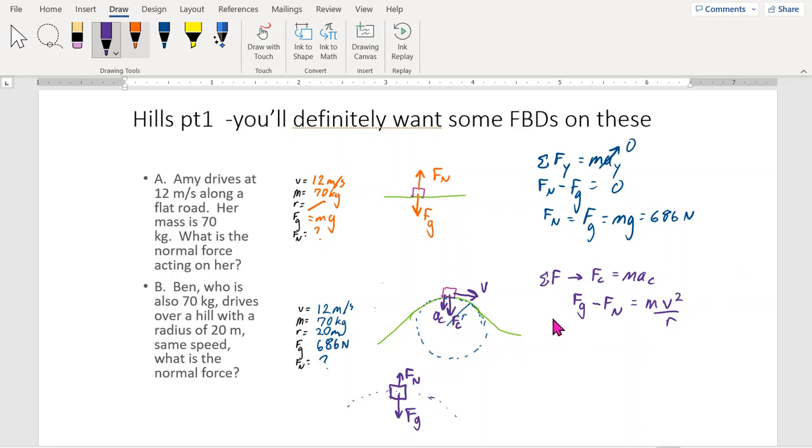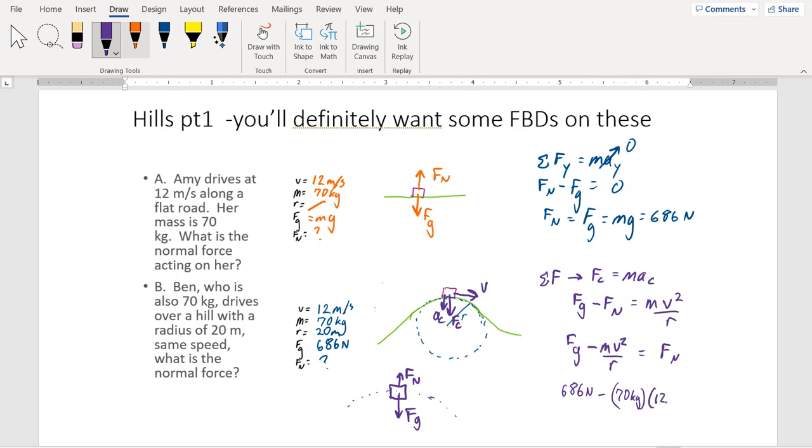Unfortunately, things don't equal zero and just cancel out. So we're going to solve for the normal force. I'm going to leave grav where it is. I'm going to bring the centripetal force over, minus mv squared over r, and that's going to be equal to the normal force. Okay, I guess we can just start plugging in. It's already rearranged for us.